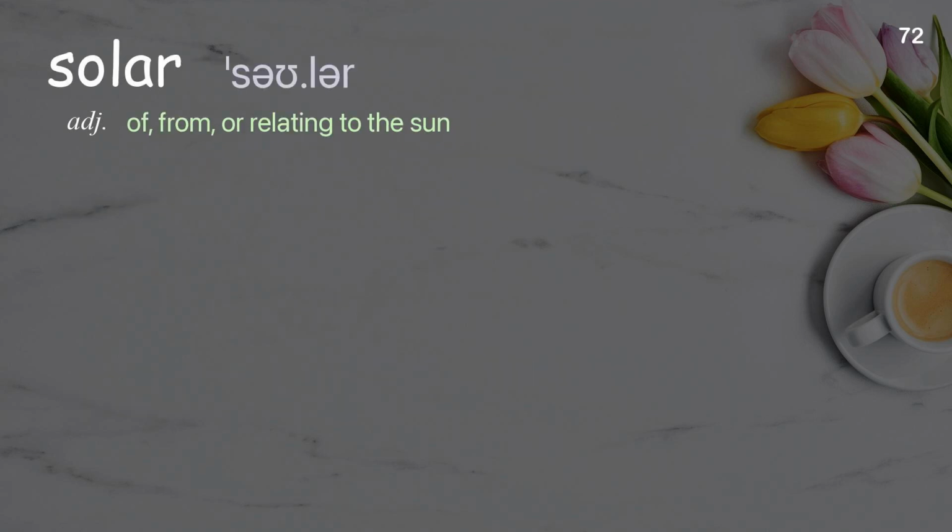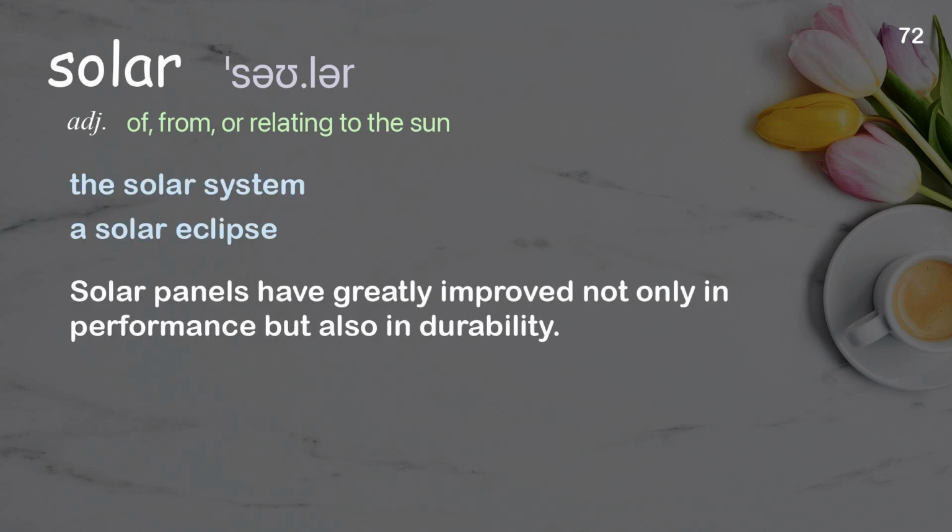Solar: of, from, or relating to the sun. Examples: the solar system. A solar eclipse. Solar panels have greatly improved not only in performance, but also in durability.